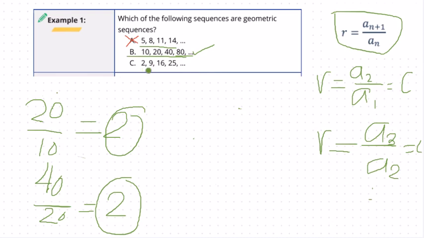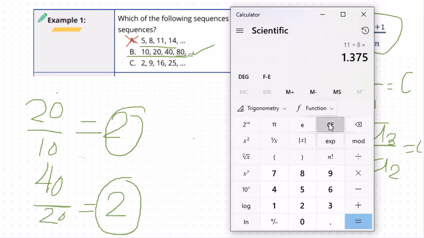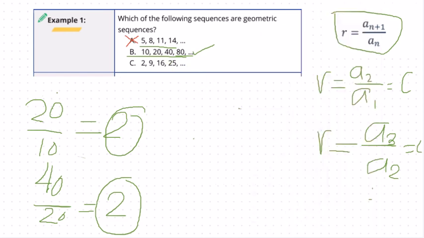Now if we try letter C, let's say we divide 9 by 2, the answer is 4.5. Let's see if we get the same answer if we divide 16 by 9. They are not the same. Therefore we can conclude that letter B is the only geometric sequence.